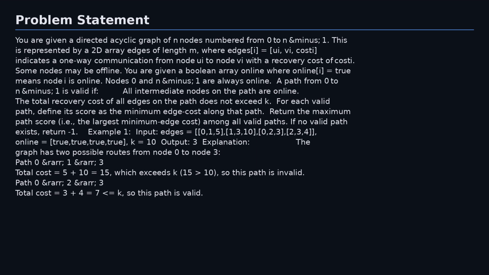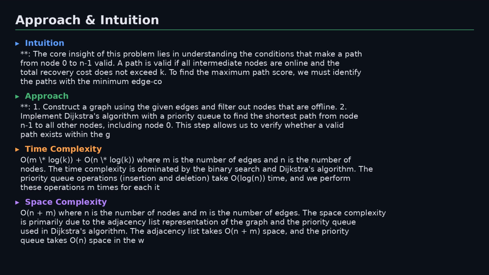The core insight of this problem lies in understanding the conditions that make a path from node 0 to n-1 valid. Think of it like a road trip, where you want to get from point A to point B, but you can only take roads that are open and have a certain level of quality. In this case, the roads are the edges in the network, and they have weights associated with them. We want to find the path that has the minimum total weight, or edge cost, while also making sure that all the nodes we pass through are online. This is similar to finding the shortest path in a graph, but with the added constraint of node online status.